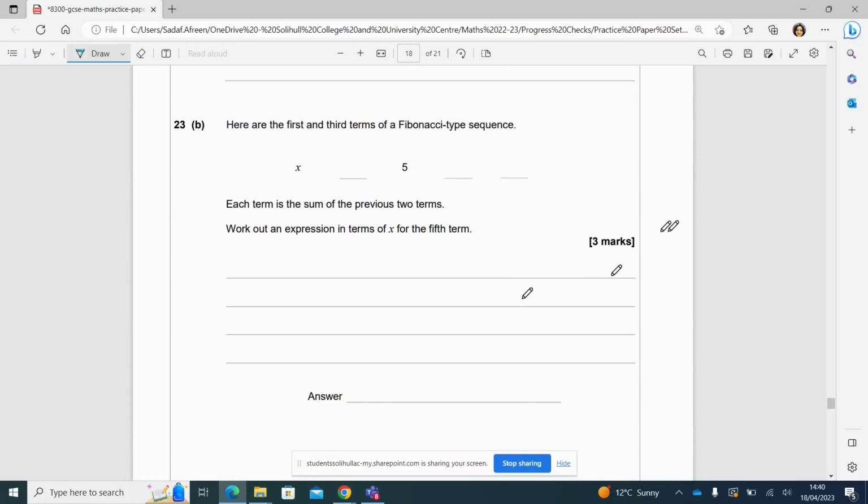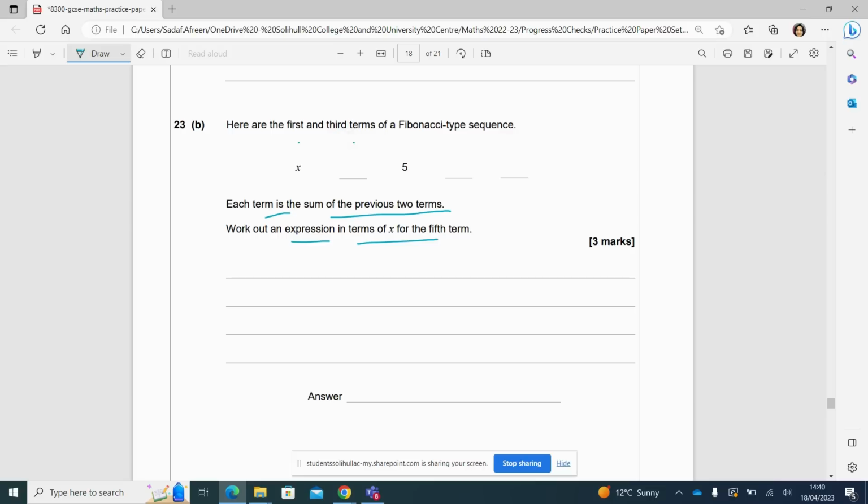Okay, question number 23b, it says here are the first and third terms of a Fibonacci type sequence. Each term is the sum of the previous two terms. Work out an expression in terms of x for the fifth term.